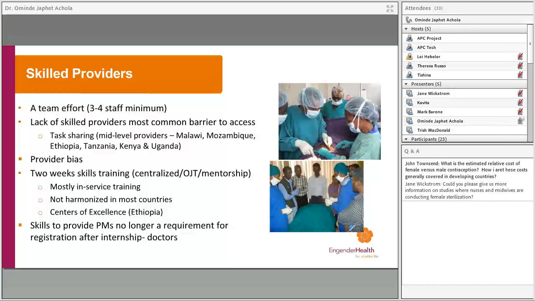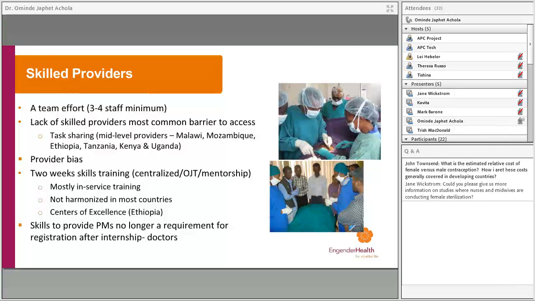Lack of skilled providers is the most common barrier to access, and you heard about task shifting. It has worked very well and has been successful in Malawi, where we are now seeing 18% uptake according to FP2020. Other areas where it has been accepted are Mozambique, Ethiopia, and Tanzania. Kenya has a policy, but we are still discussing. And in Uganda, they are still working on that policy. Provider bias is another aspect that needs to be taken care of during the introduction and scale up of female sterilization, and of course when it is being offered routinely.